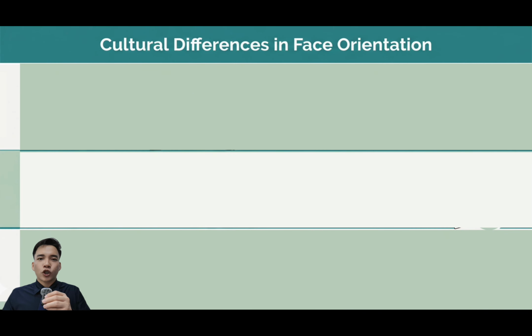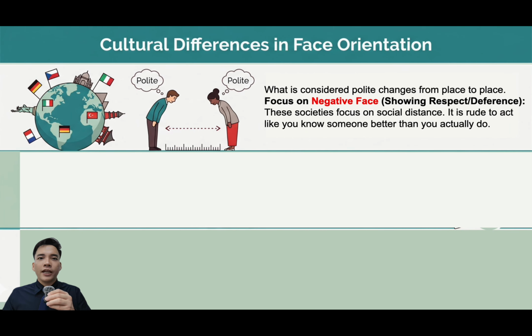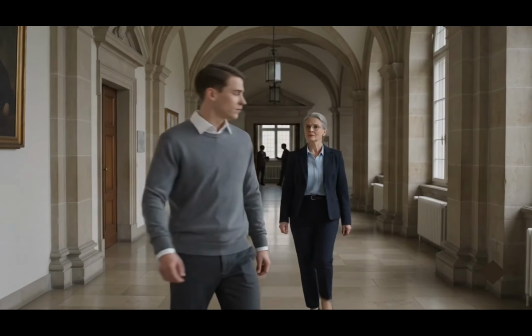Finally, let's look at cultural differences in face orientation. What is considered polite changes from place to place. Some societies focus more on negative face. This means showing respect and deference. These societies focus on social distance. It is rude to act like you know someone better than you actually do. Let's watch the video.